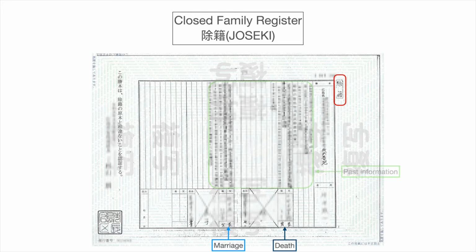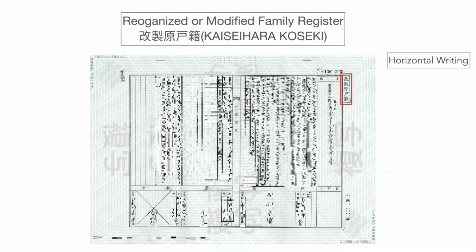In other words, if you look at the closed family register, you can see the past information of anyone who moved to the new family register, as well as the information of anyone who died at the time the closed register was considered current. The third family register type is the reorganized or modified family register, Kaisei Hara Koseki. This is usually abbreviated as Hara Koseki.